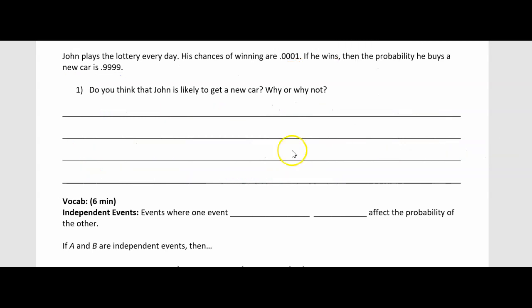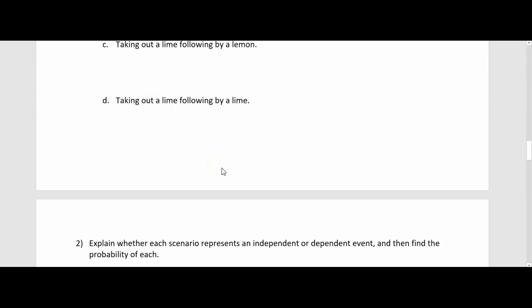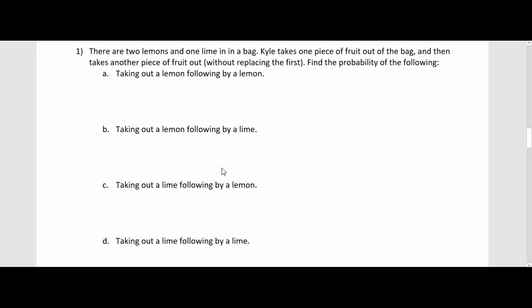Okay, let's do one more example for dependent events. There are 2 lemons and 1 lime in a bag. Kyle takes 1 piece of fruit out of the bag and then takes another piece of fruit out without replacing the first. And this is actually key: this with and without replacement.